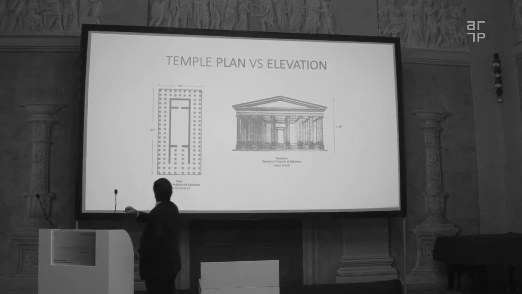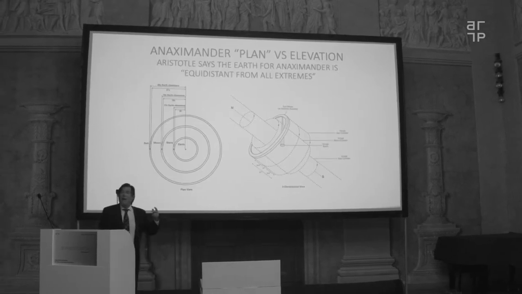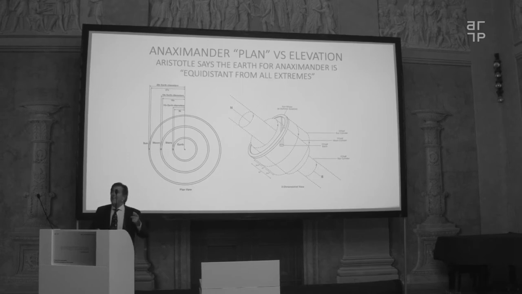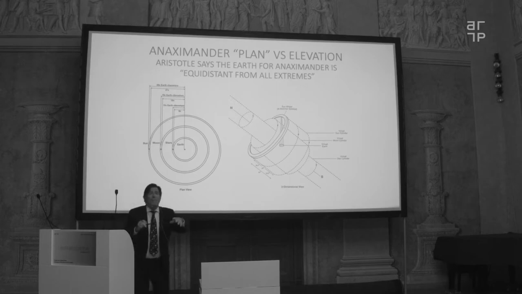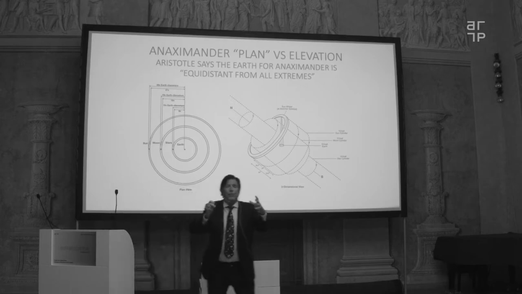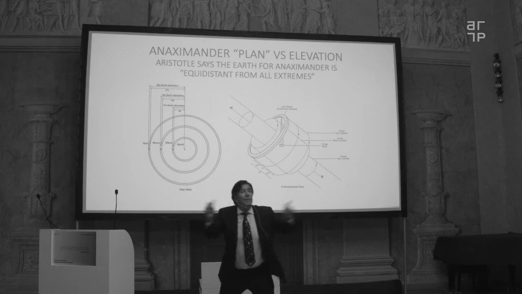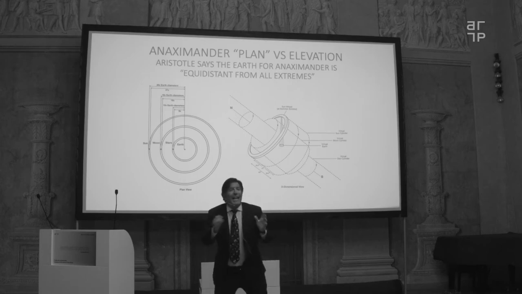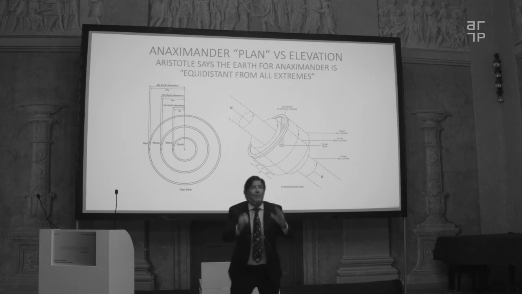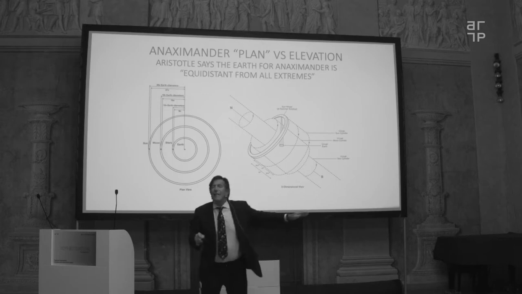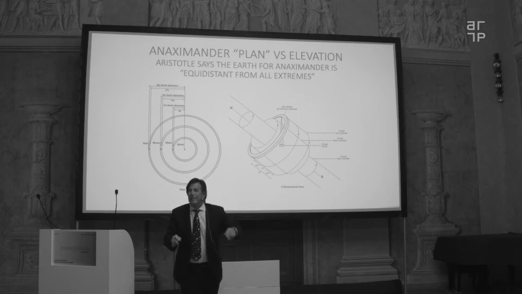So, I conjectured that if this was the case, now take a look. Anaximander's cosmos in plan, it's not quite a plan, because Aristotle said Anaximander's earth was aloft in the center of the cosmos, held up by nothing. Held up by nothing? It was equidistant from all the extremes and had no reason to go left, right, up, or down, so it stays at the center. So it's a horizontal cross-section through the plane of the earth. We'll call it a plan.